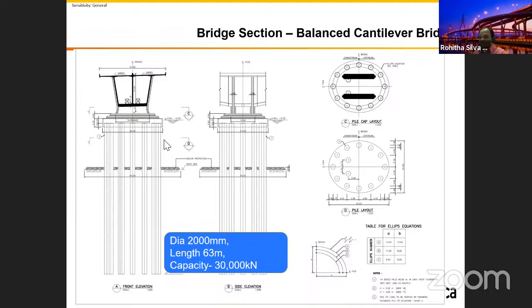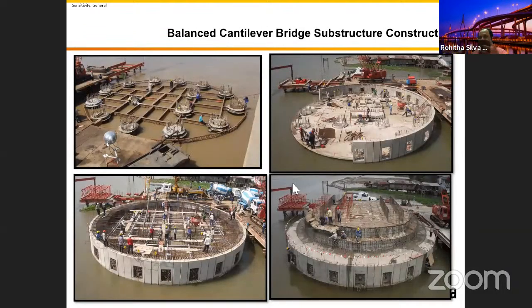So for this bridge, the piles are 2 meter diameter piles, 30 meganewton. We got 25 piles, elliptical footings. They are 25 meters and 21 meters, 25 in length, 21 meter width. And we have very strange, architecturally pleasing columns. This is the construction stage of this one.